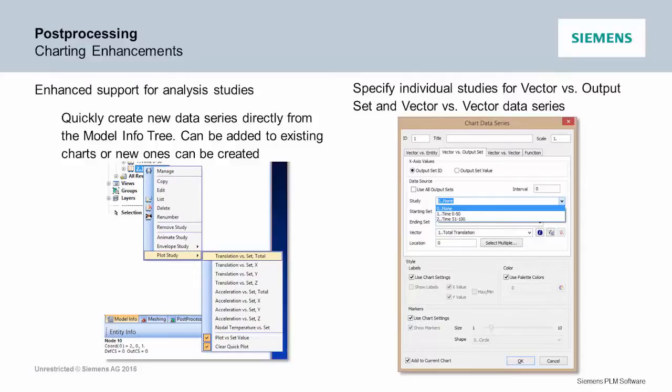Now on the studies in the tree, you pick the transient study, right-click, and say I want to do a Z acceleration plot. It asks you for the node, and it makes the plot. You can pick 50 nodes, whatever you pick. It makes it all in one instant shot. We added translations, accelerations, and temperatures. For most people, we thought that would be what they wanted to do.